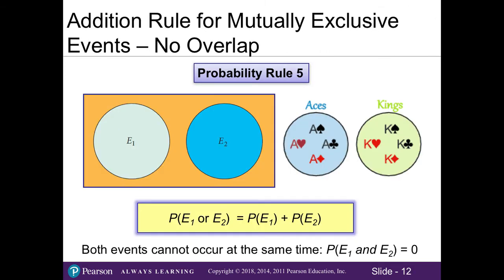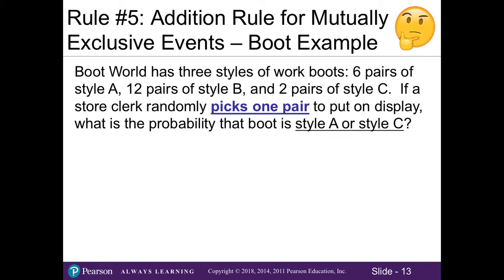For probability rule number 5, again, this is another addition rule, but this is specifically for mutually exclusive events. So there is no overlap. And so for instance, here we have aces and kings, and there's no overlap between the two events. So to find the probability of pulling aces or kings, we would simply add the probability of each together. Let's look at an example of rule number 5.